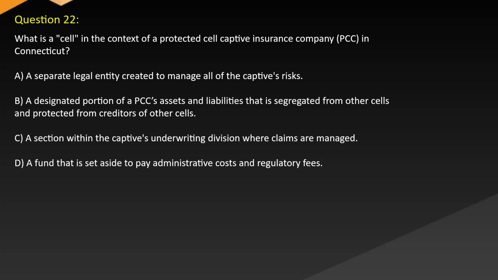Question 22. What is a cell in the context of a protected cell captive insurance company (PCC) in Connecticut? A. A separate legal entity created to manage all of the captive's risks. B. A designated portion of a PCC's assets and liabilities that is segregated from other cells and protected from creditors of other cells. C. A section within the captive's underwriting division where claims are managed. D. A fund that is set aside to pay administrative costs and regulatory fees.